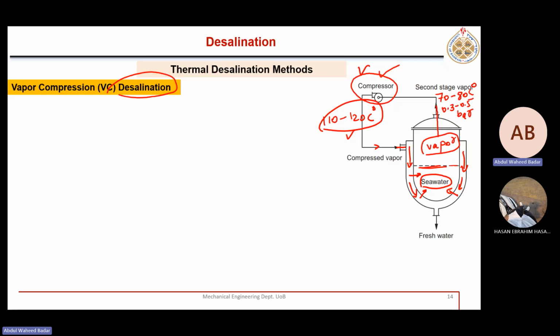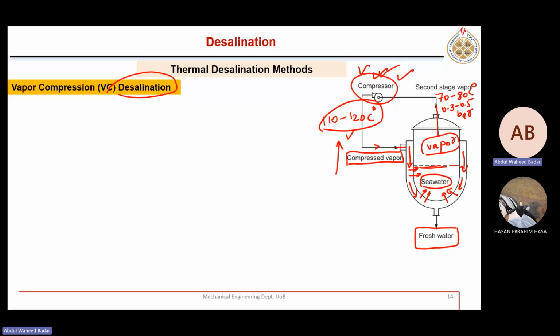So this pure water vapor will transfer its heat to this seawater, and during this process, it will condense. And this condensed water, pure water or fresh water, can be collected separately. So in this system, seawater is evaporated using heat from this compressed vapor, that is compressed vapor at high temperature. So in this system, we need a mechanical compressor, or there is another type of compressor, steam jet ejector, which you can study by yourself.